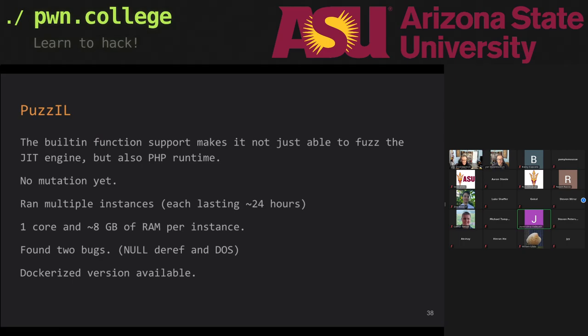But when we ran multiple instances, each lasting about 24 hours, we found a couple of bugs. Each instance was using only one core and about 8 GB of RAM, and it was able to find a null dereference and a DOS bug. We reported both of those, and these bugs are now fixed. A Dockerized version of the fuzzer is available, if anyone wants to try it out.